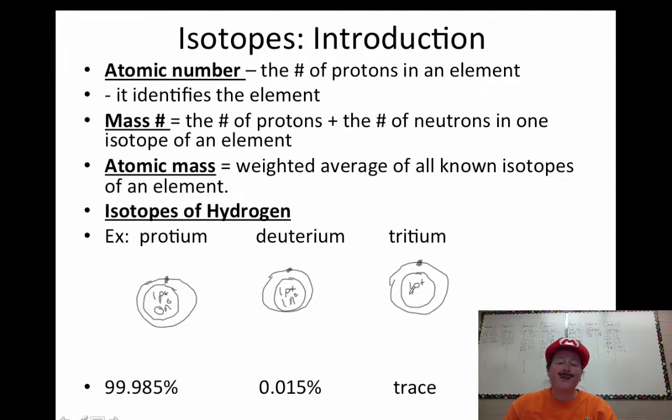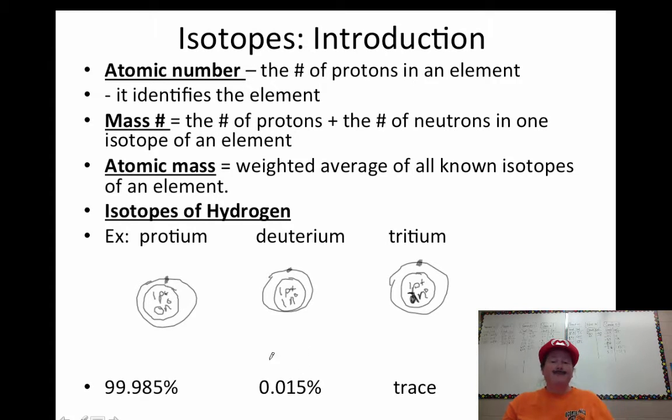Tritium has 3 neutrons. Oh, I'm sorry, I totally screwed that up. It doesn't have 3 neutrons, it has a mass of 3. It has 2 neutrons. I'm going to make that as dark as I can. That is 2 neutrons.